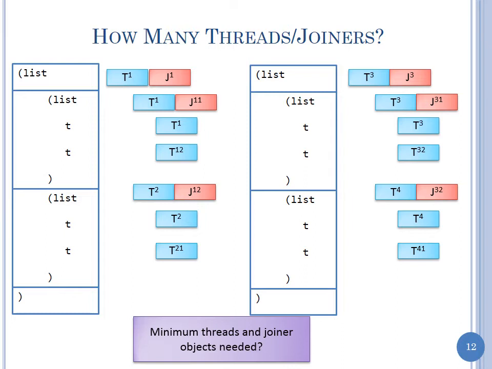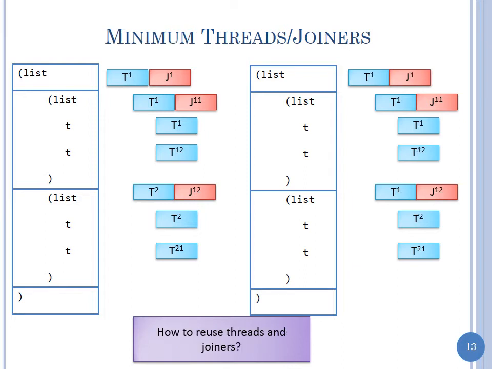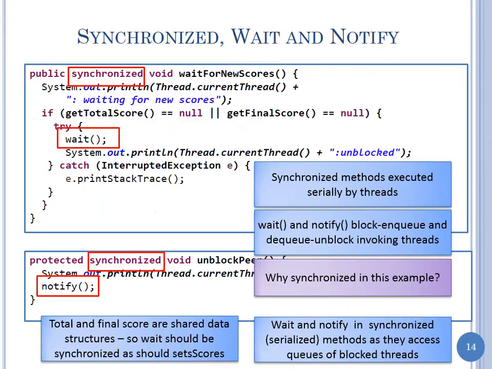Okay, whereas we could do with just 4 threads. We could reuse the threads on the left for the right execution. So that was the motive for thread pools, where we just use T1 and T12 and T2 and T21 on the left again for execution on the right. So that's what we want.